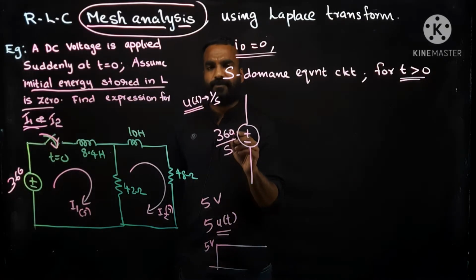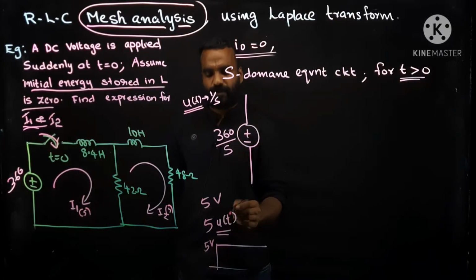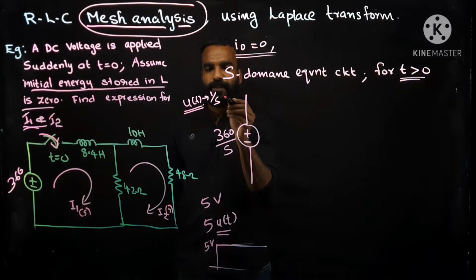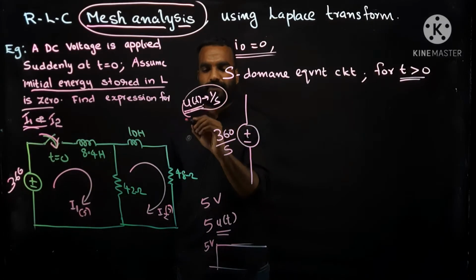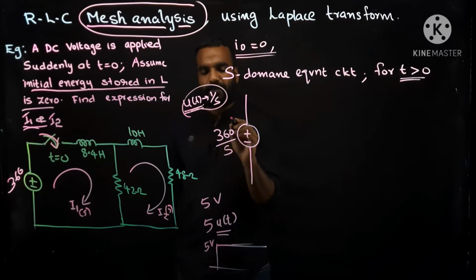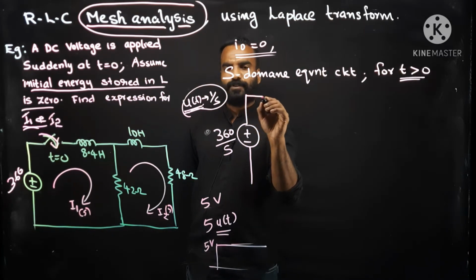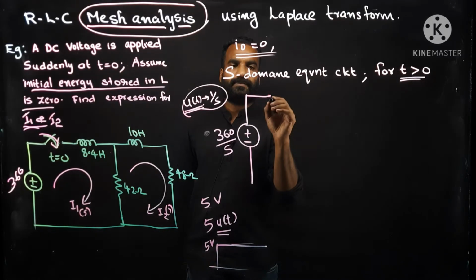For all time, it is 5 volt, like that. So it is 360 volt into u of t. It is a function of time and it's a constant value. So as it is u of t, we can convert it as 1 by s. So like that, 360 is converted as 360 by s. And the switch is closed as t is greater than 0.